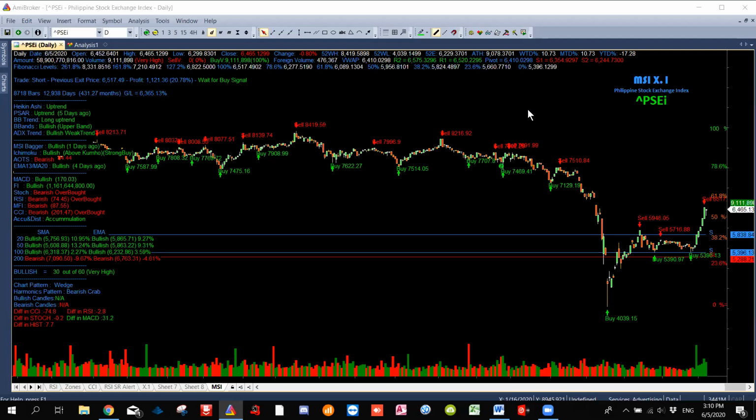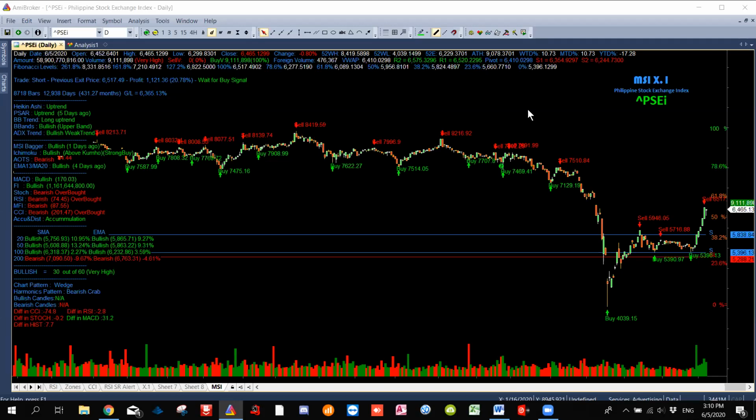So dalawa lang yung laging tinitingnan sa stock market. It's either the price is bullish. Bullish, pag sinabing bullish is yung price niya is going uptrend or paakyat. Pag bearish naman, the price is going downtrend or pababa.